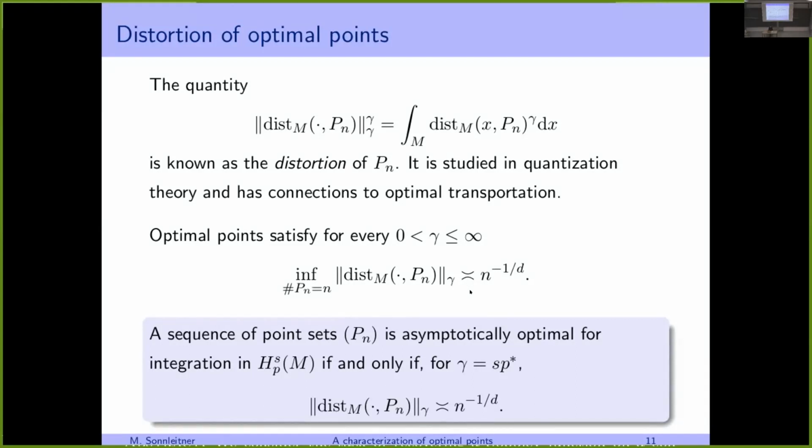And so we obtain the following characterization for optimality, namely that the sequence of point sets is asymptotically optimal for numerical integration in the Sobolev spaces if and only if, for this special parameter gamma, the average distance function behaves like n to the minus 1 over d. And this is in fact an improvement over previous results, as we saw.